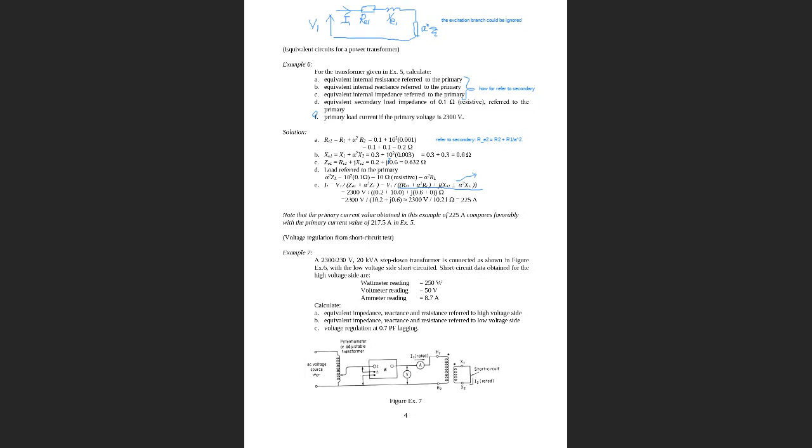So plus minus here sometimes depends on the power factor of loading. Plus for leading power factor, negative for lagging power factor.